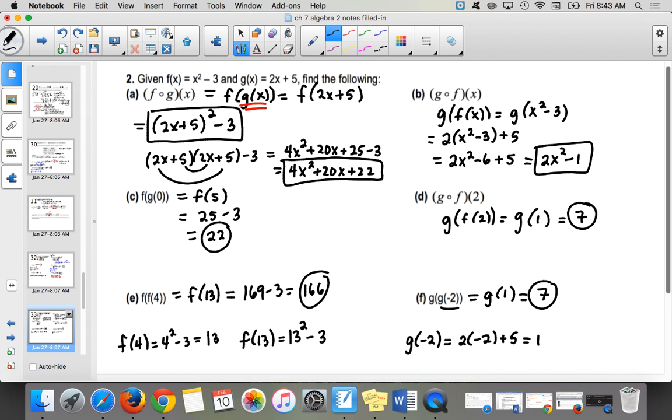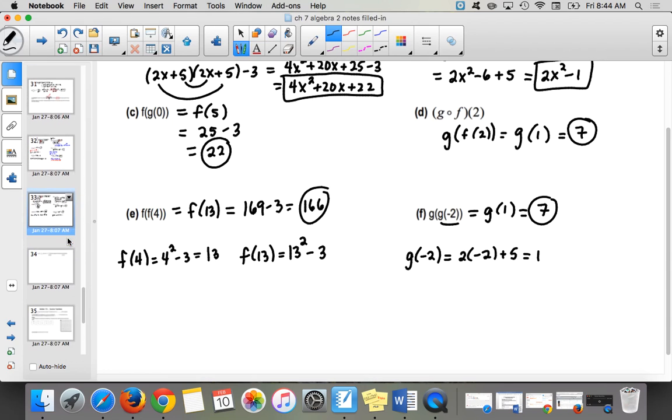All right, does this make sense? Are you guys starting to understand it? All right, so the hardest part is the domain, so let's talk about the domain really quickly.